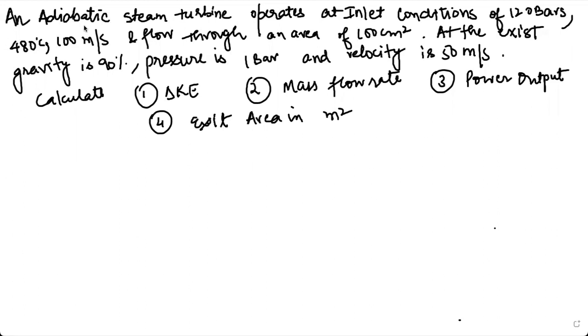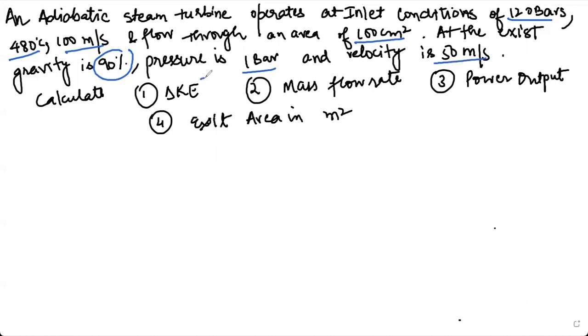Today we will be solving this question based on the application of the first law of thermodynamics, and it is based on the subtopic steam turbines. So the question is, a steam turbine operates at the inlet conditions which are given here of 120 bars, 480 degrees Celsius, 100 meters per second, and flows through an area of 100 centimeters square. And the exit gravity is at 90%, which is also the quality represented by X. Pressure is 1 bar and the velocity is 50 meters per second.